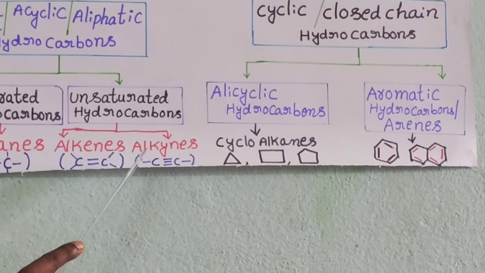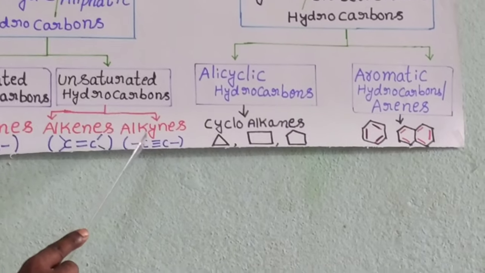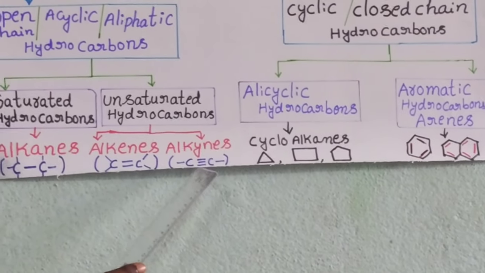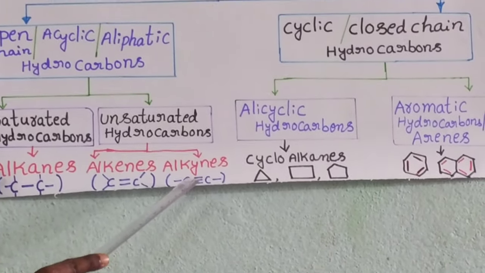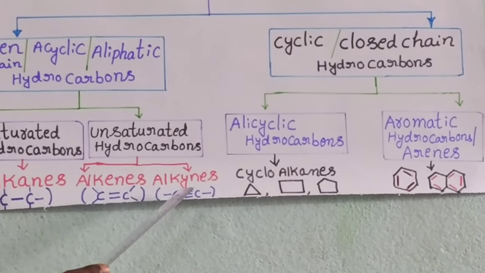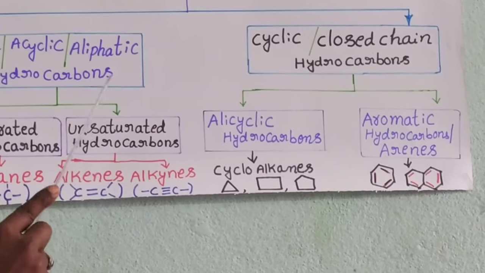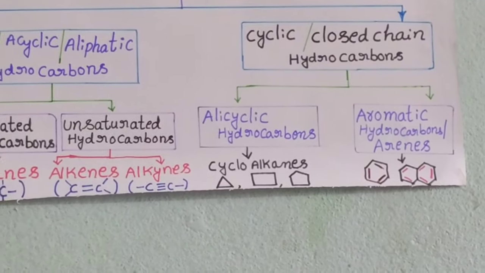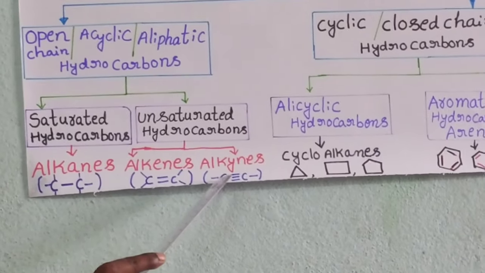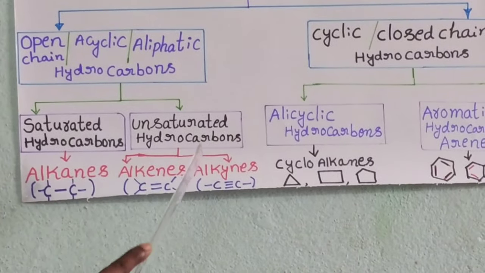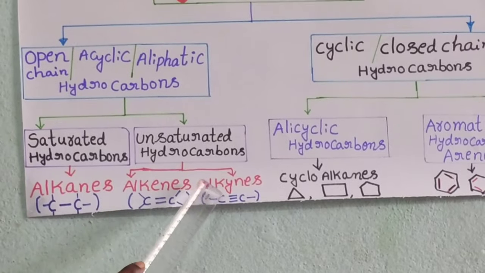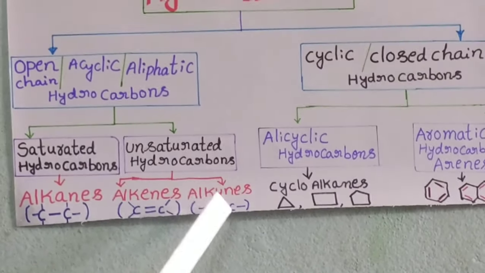Next, what is the definition of alkynes? The hydrocarbons which contain at least one triple bond, that means three bonds, between two carbon atoms are called alkynes. I am once again repeating here, the hydrocarbons which contain at least one triple bond between two carbon atoms are called alkynes.